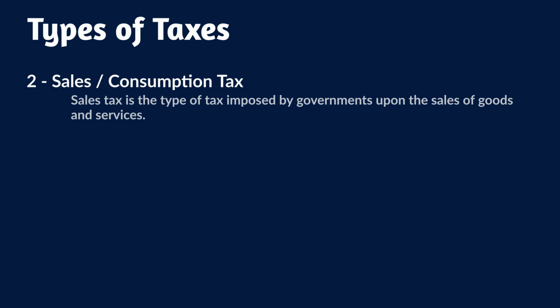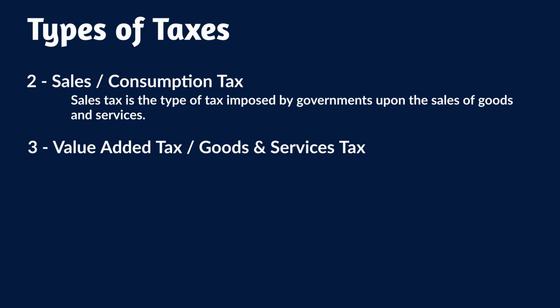Number 2, sales or consumption tax. This is imposed by the government on the sales of goods or services. This usually varies by state in the US. For example, Georgia has a sales tax of around 7% depending on the area within Georgia. Some areas go as high as 9% and some as low as 4%.